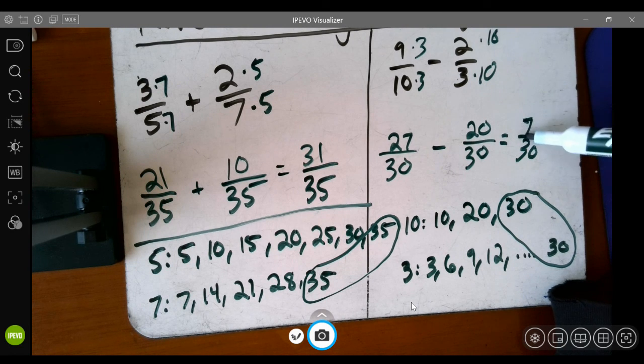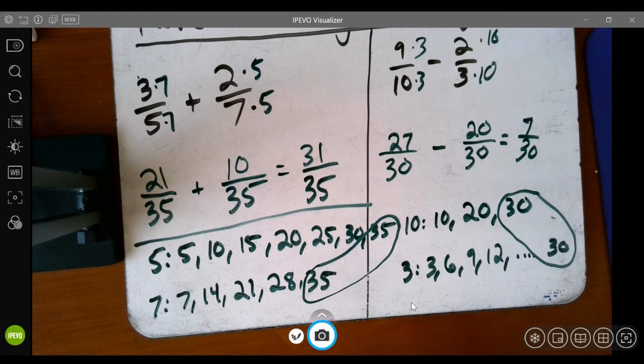27 minus 20 would be 7. 7 and 30 do not have any common factors because 7 is a prime number. Its only factors are 1 and 7. And so 7/30 would be our final answer.